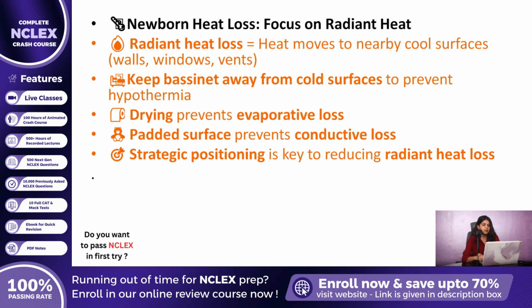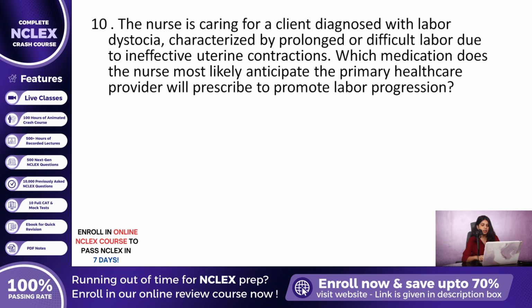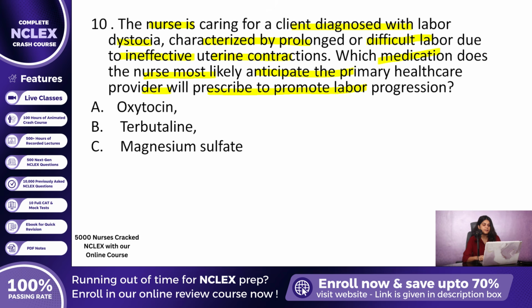Question 10. Turning now to maternal care and labor progression. Here is a case involving labor dystocia. The nurse is caring for a client diagnosed with labor dystocia, characterized by prolonged or difficult labor due to ineffective uterine contractions. Which medication does the nurse most likely anticipate the primary healthcare provider will prescribe to promote labor progression? The options are A. Oxytocin, B. Terbutaline, C. Magnesium sulfate, or D. Betamethasone. The correct answer is option A.